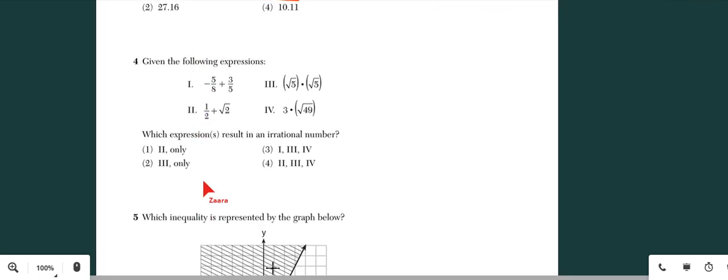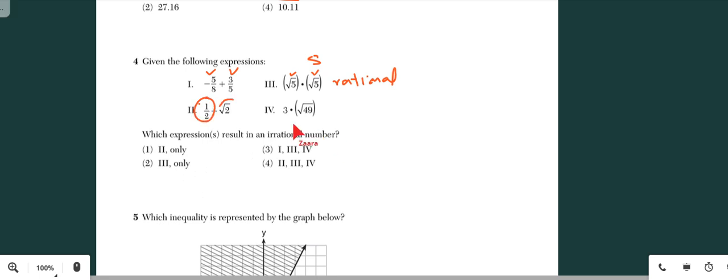You are given the following expressions. Which expression or expressions result in an irrational number? So this is a sum of two rational numbers. It is always rational. This is a product of two same irrational numbers, which is also rational. Why? Because the result is 5. And keep it in your mind, yesterday I also told you that self multiplication of an irrational number will usually give us a rational number if they are in the same form. Okay, look at this one.